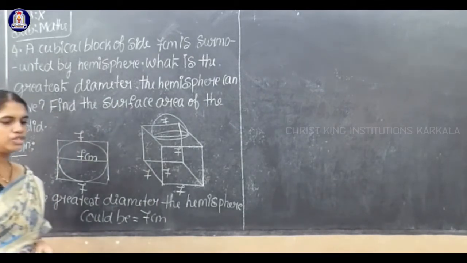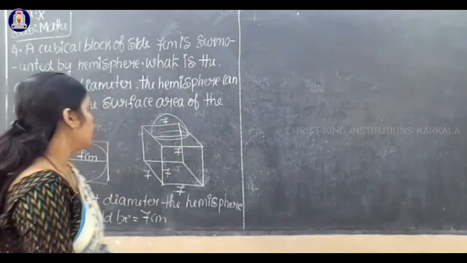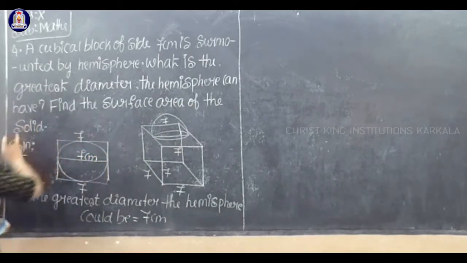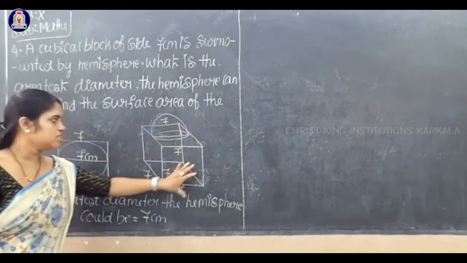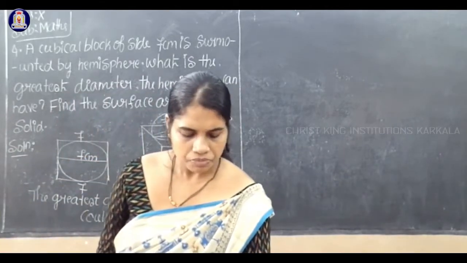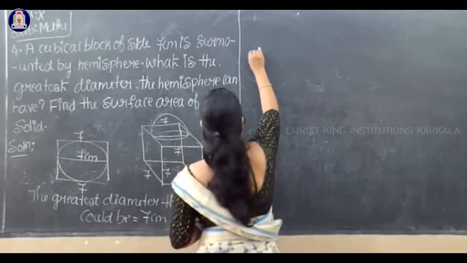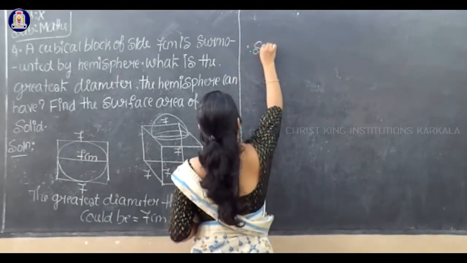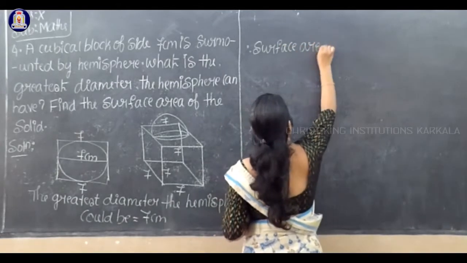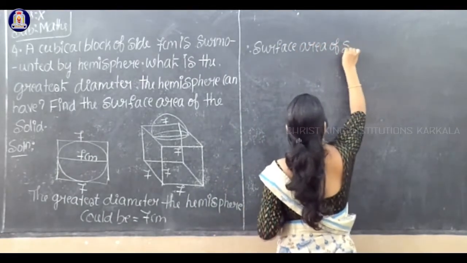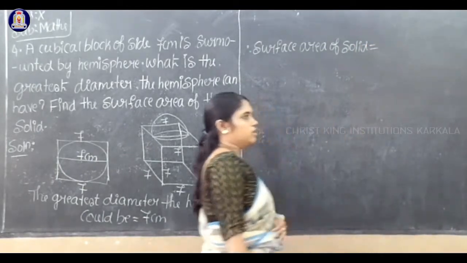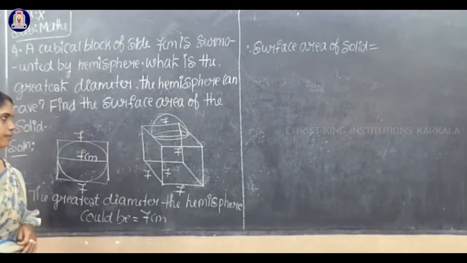One more question is given. What you have to find? Find the surface area of the solid. So you have to find the surface area of the solid. Therefore, I will write here: surface area of the solid is given by. So how to calculate the surface area?